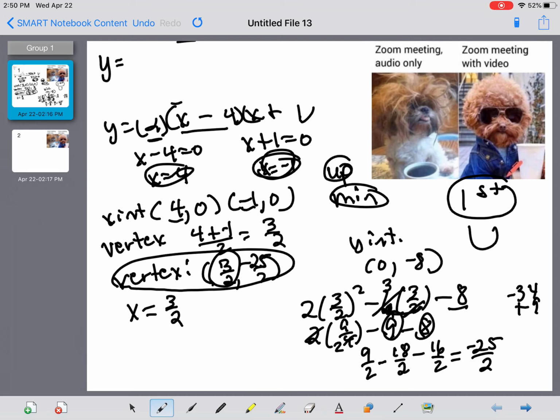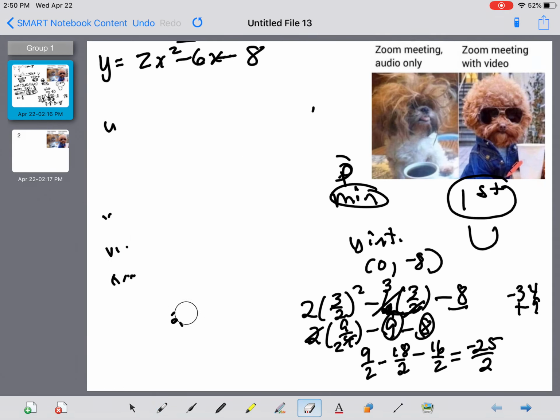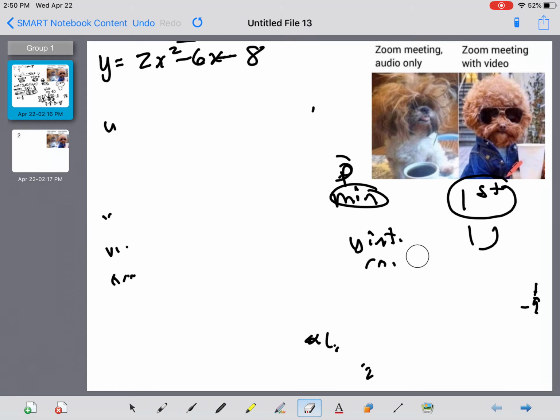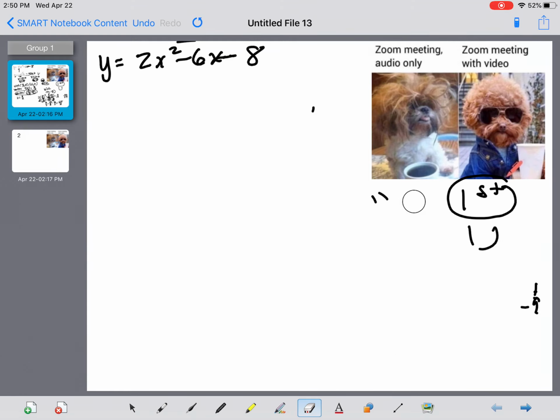All right, so to watch it again, 2x squared minus 6x minus 8. To match what's happening on your worksheet, you're asked for these questions on 1 through 6 of your worksheet. And again, this is just an example. This particular one is not on your worksheet.